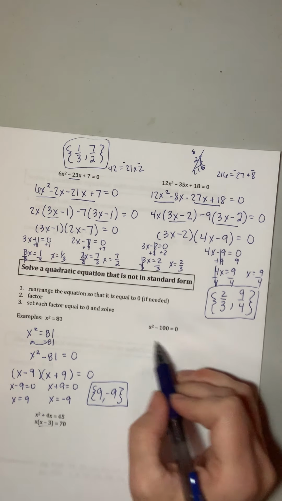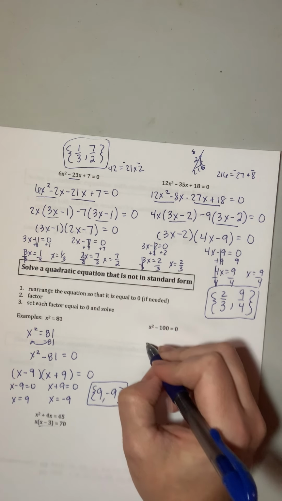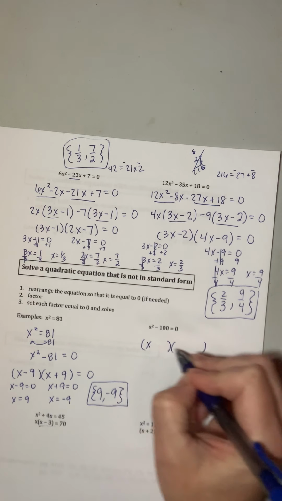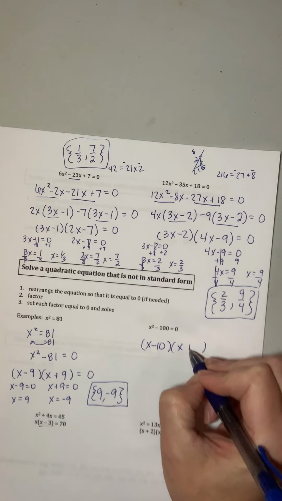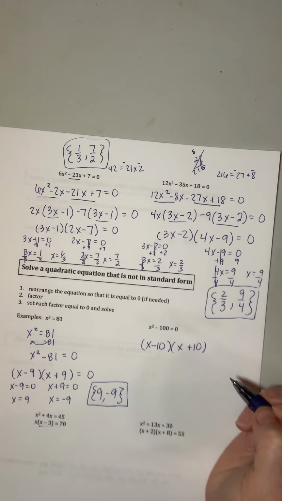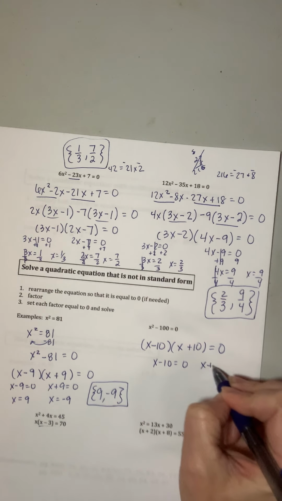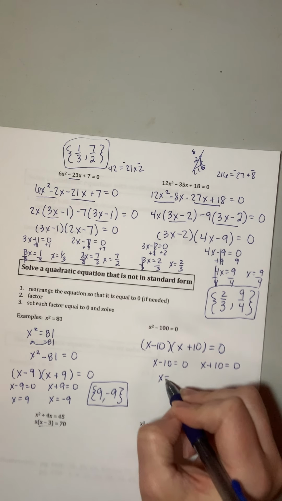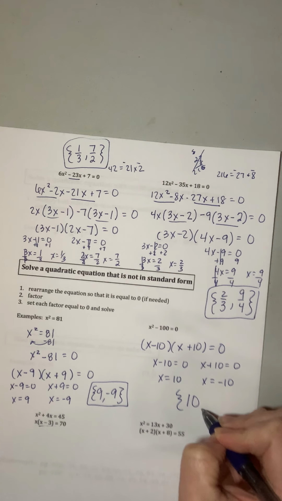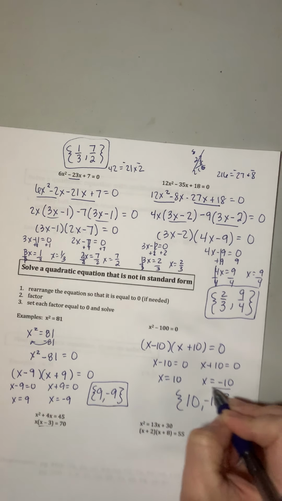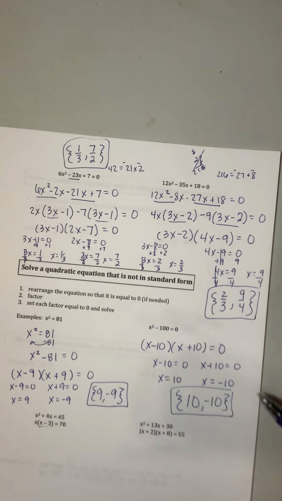This one is already set to 0, so we're good. You'll notice this is a difference of squares because 10 times 10 is 100. So x and x, and if it's a difference of squares, it's x minus 10, x plus 10. So now we solve each piece equal to 0. This is going to give me 10, and this is going to give me negative 10. Now, if you did plus 10 minus 10, had that reversed, then that would be reversed. It's fine. It doesn't matter, the order.